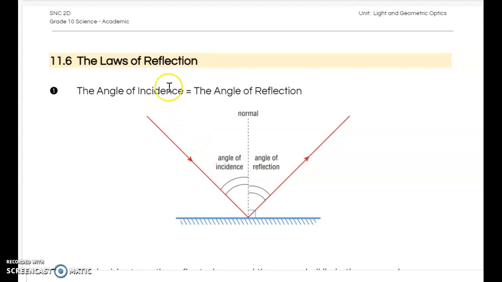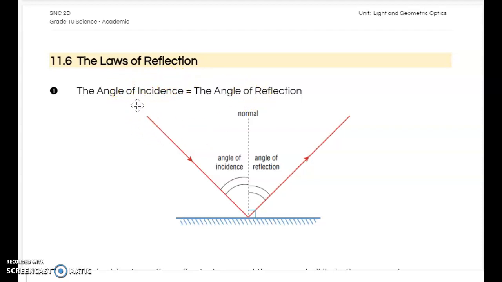All right. So today, in this lesson, I really just want to consolidate some of the laws of reflection that you would have experienced in the lab that you just completed. The first law of reflection that I really want to talk about is the angle of incidence is equal to the angle of reflection.